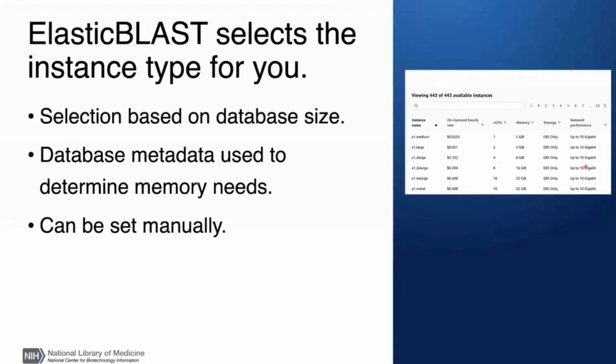Okay, so on the right side, I have a table. And this table is the start of a list of all the different instances that you can use at AWS. And GCP has a similar table. So the good news is that you don't need to look at the 443 different instance types before you run ElasticBLAST, because ElasticBLAST will do it for you.